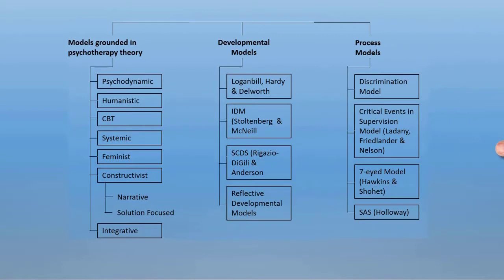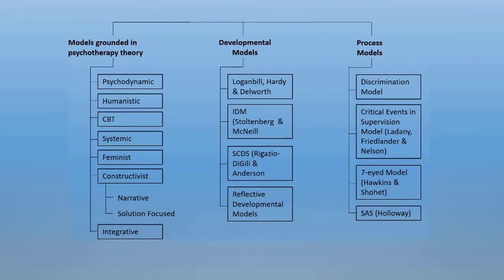And then the third category are models that speak to the supervision process. And we've already talked earlier in this term, for example, about the critical events in supervision model of Ladany, Friedlander, and Nelson. We talked about it, for example, when we talked about countertransference and attending to marker events and how to play it out after that and so on. What we're going to focus on today, though, is the discrimination model. And later, we're going to interview Janine Bernard, who's the originator of that model.